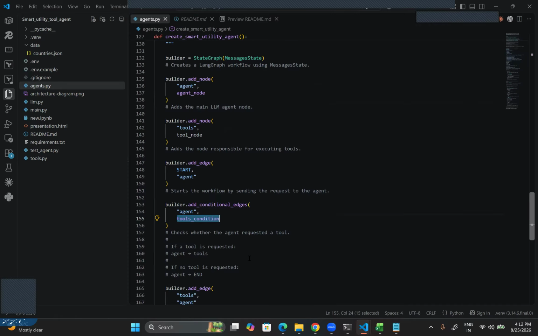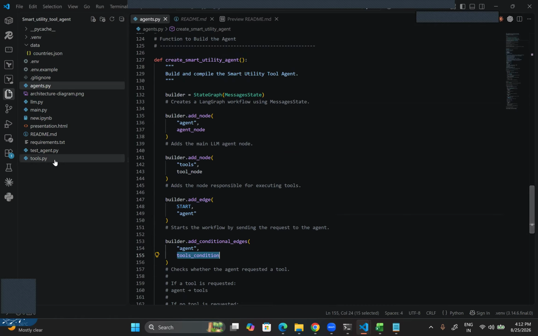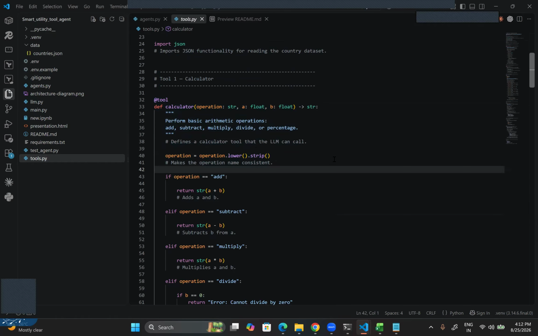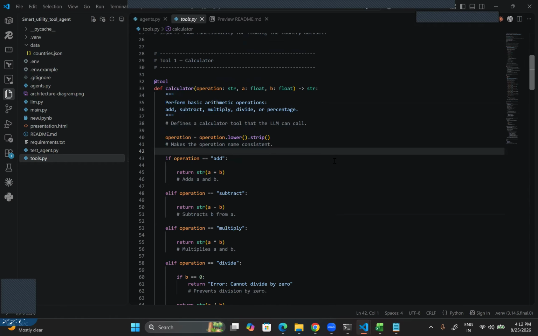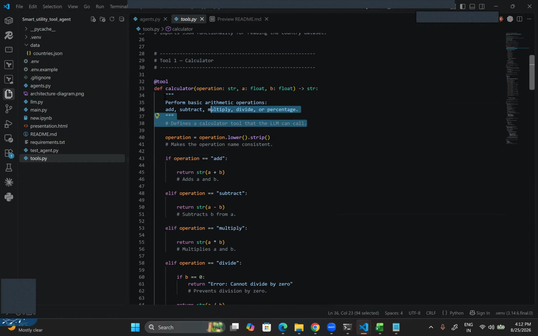Now, let's check the anatomy of the LangChain tool. Let's go to tools.py. Now, just focus on these four lines.